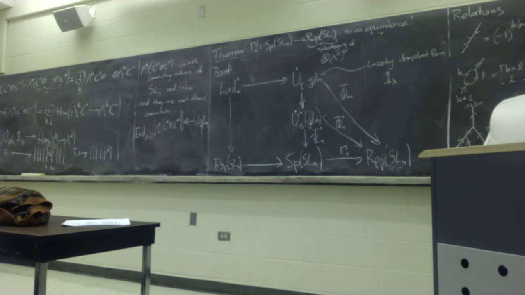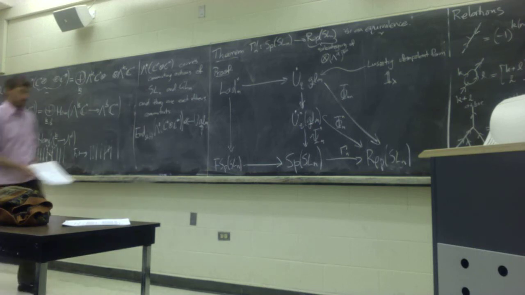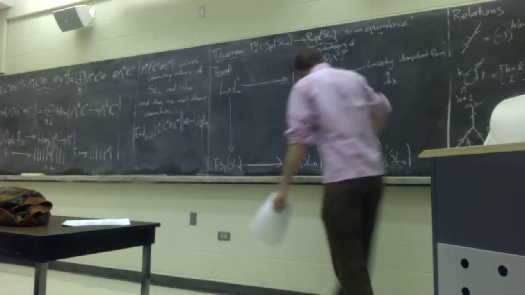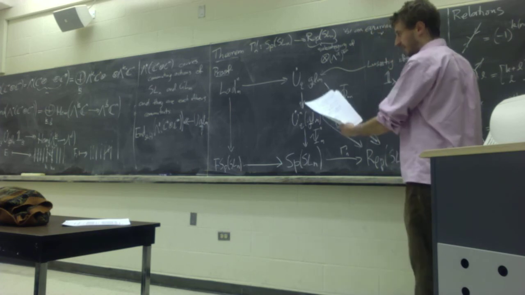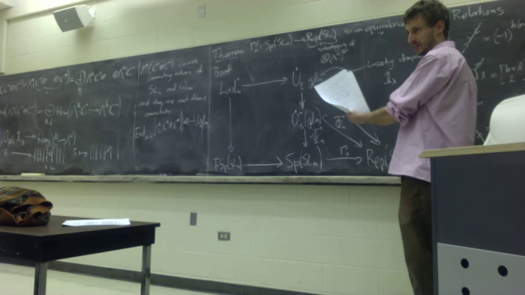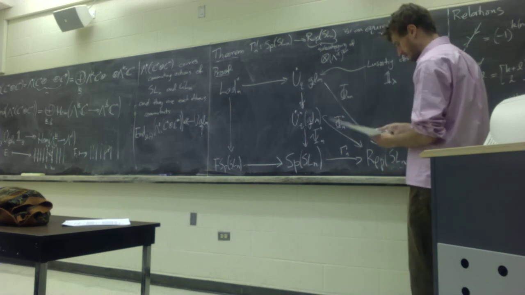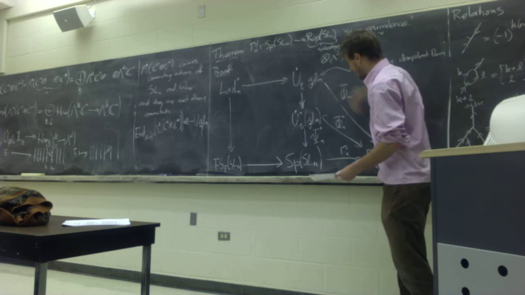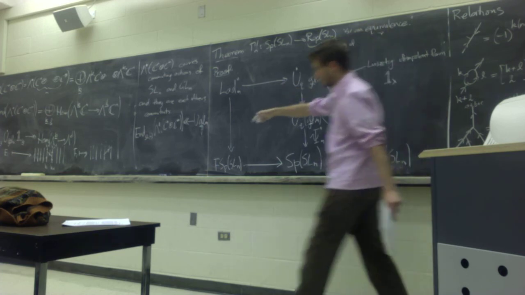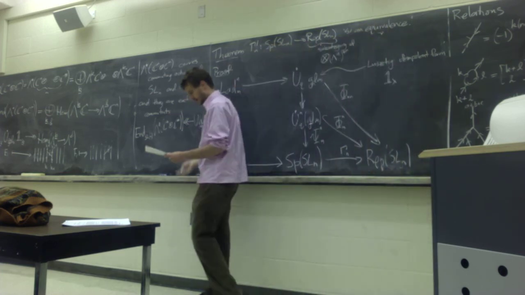For each m, there's some map that of course only sees a very small part of this representation. It only hits the hom spaces of length m, but for each m you've got one. Okay, so next we want to understand this part of the diagram. What's the kernel of this map for the skew duality?